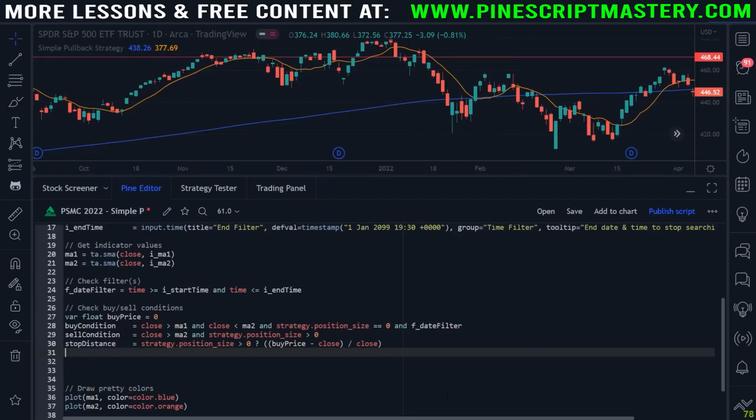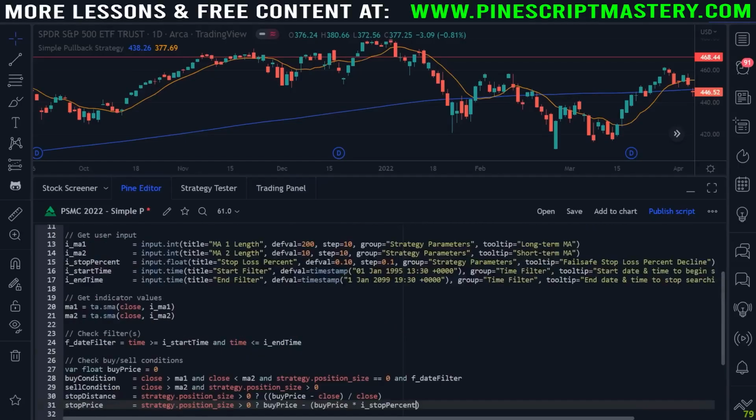But before we do that, the next thing I want to do is calculate our stop loss price. So that's going to be, again, is our position size greater than 0? So are we involved in an open trade? If so, we subtract our buy price from our buy price multiplied by our stop percentage. So this is our stop loss percentage. Again, by default, it's 10% or 0.1.